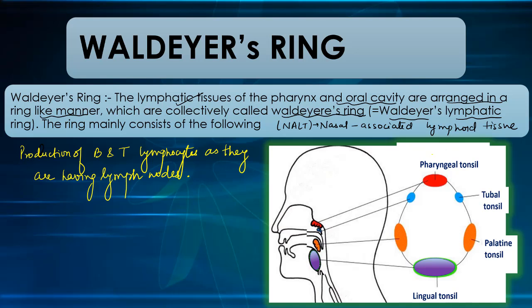The main types of tonsils are the pharyngeal tonsil, tubal tonsils, palatine tonsils, and lingual tonsils. The lingual tonsils are located just beneath the tongue. Then there are the palatine tonsils, then tubal tonsils, and pharyngeal tonsils. Pharyngeal tonsils are also known as nasopharyngeal tonsils.